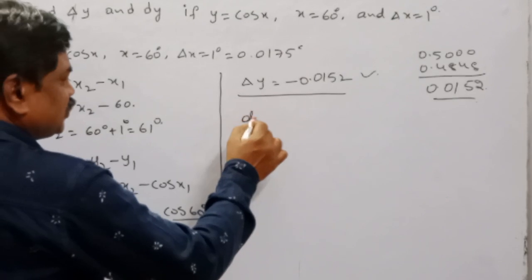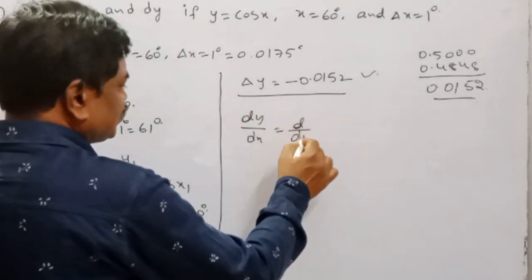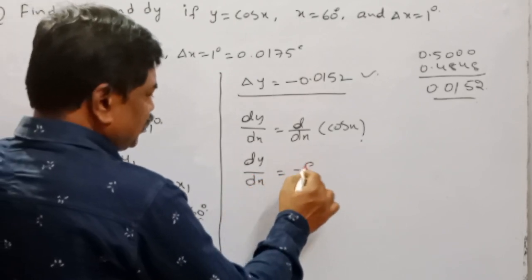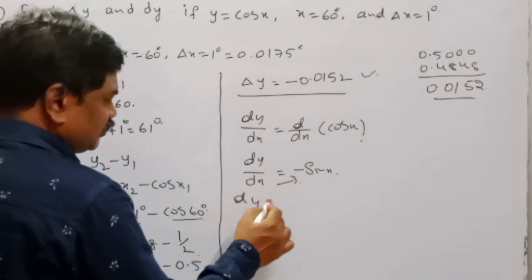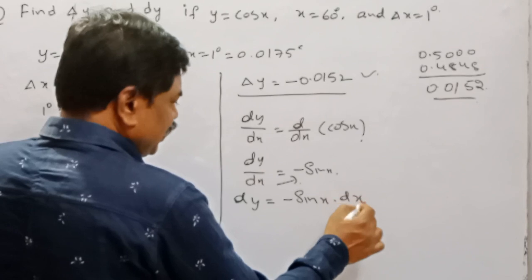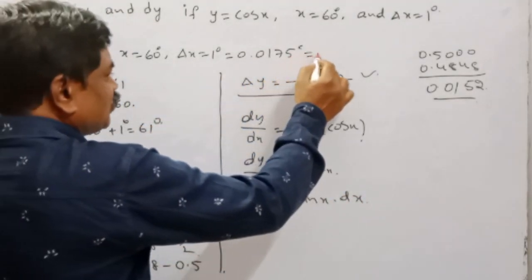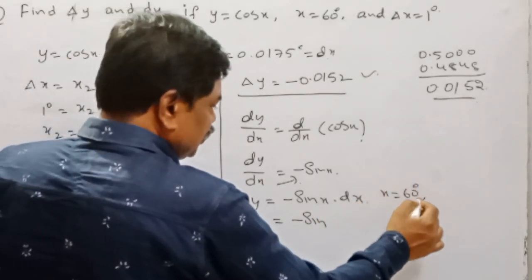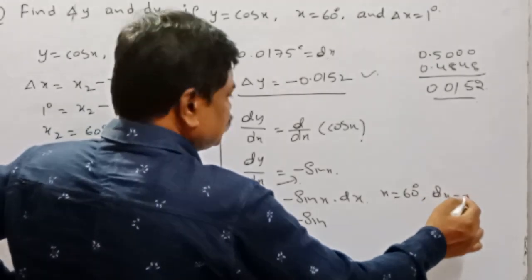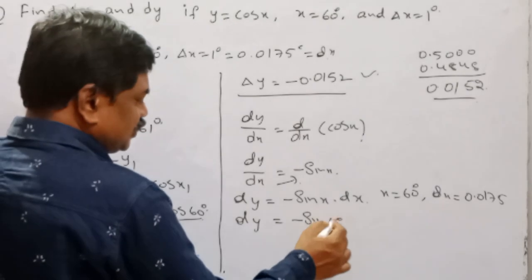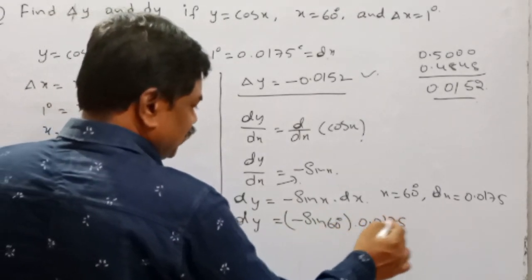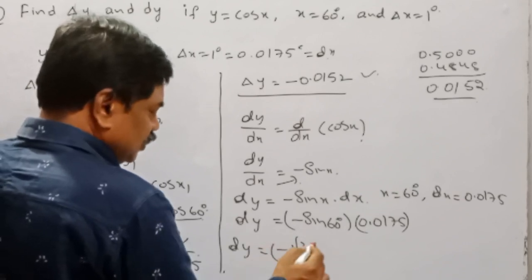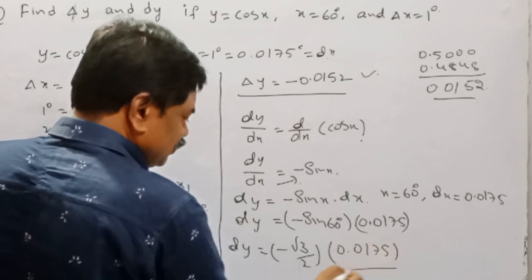Next you find dy by dx. dy by dx is equal to d by dx of cos x. Here dy by dx is equal to minus sin x. By cross multiplication, dy is equal to minus sin x into dx. But what is dx? dx is equal to delta x. So dy is equal to minus sin x, with x equal to 60 degrees and dx equal to 0.0175. So dy is equal to minus sin 60 degrees, value root 3 by 2, into 0.0175. Okay, all of you.